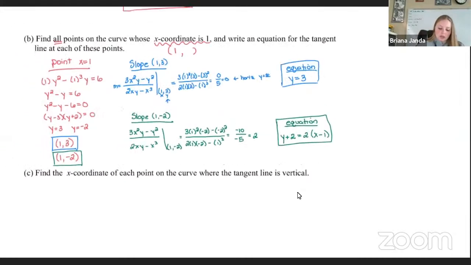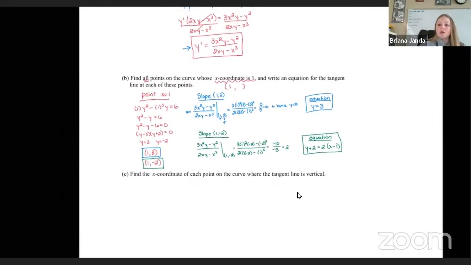Again, I can't stress enough, when you're writing your equation, always the same process. Point comes from the equation, slope comes from the derivative, and when it says all points, that's a good indication that you're going to get more than one. Go plug the information they give you into the original function, right? Because that's where our point comes from, to find the other part of the point.